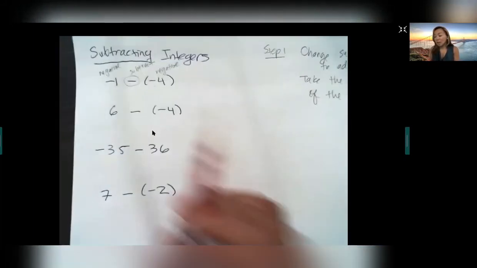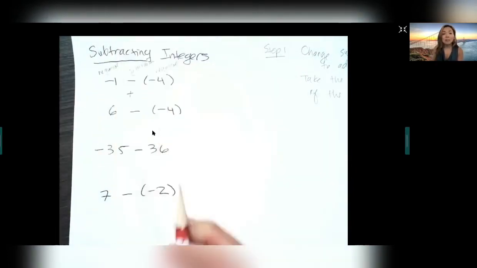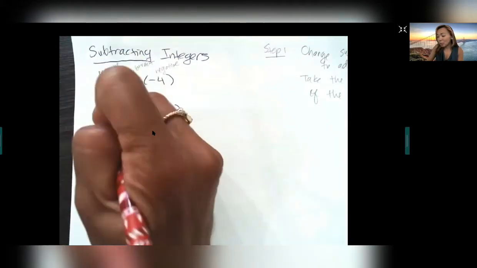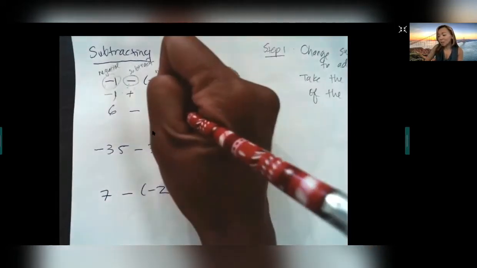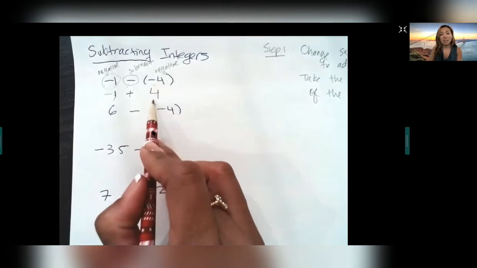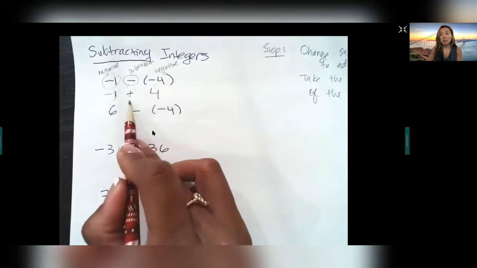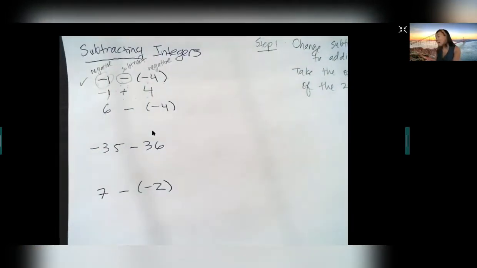So here, I'm going to change this to plus. So this is now addition. The first number was -1. I leave -1 the same. Plus, this -4 now becomes a +4. This -4 becomes a +4 because we take its opposite, and by doing that, this can become an addition symbol. So here, -1 plus 4, we go back to our rules for adding numbers.